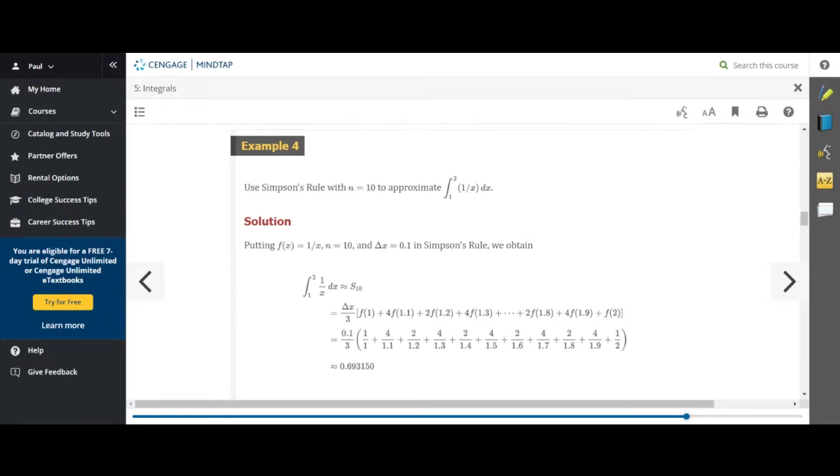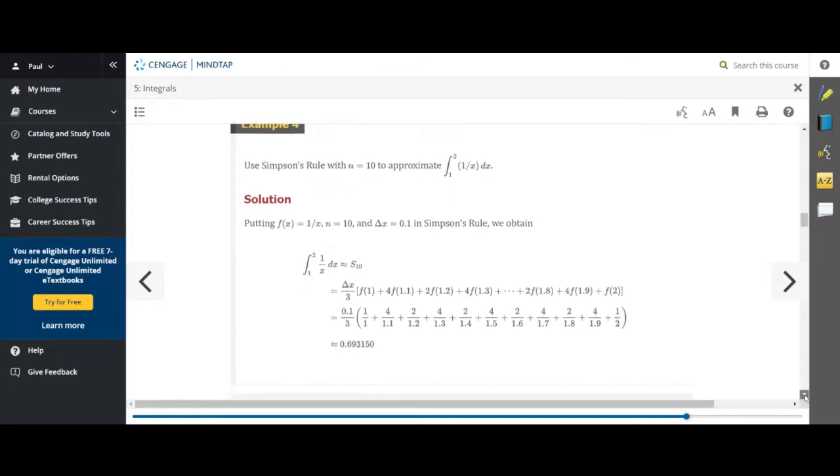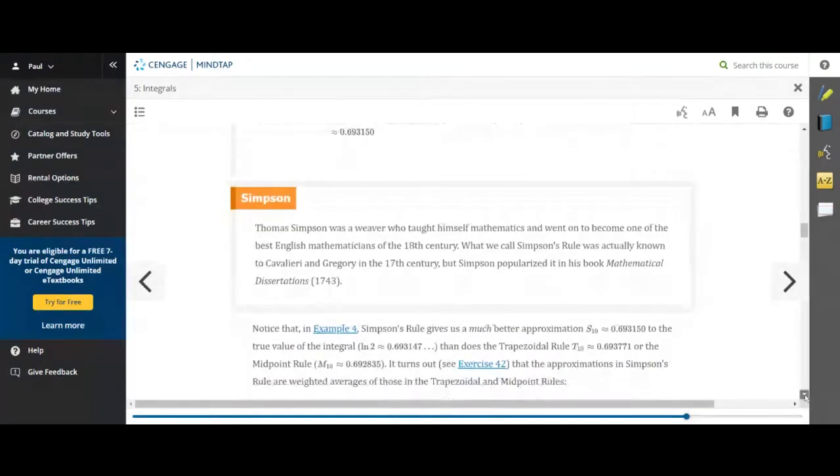All right, and that's the Simpson's rule. So those are the approximation rules that you'll see in section 5.9, and we'll talk about error bounds in the next class. But I want to get to example 5 now.